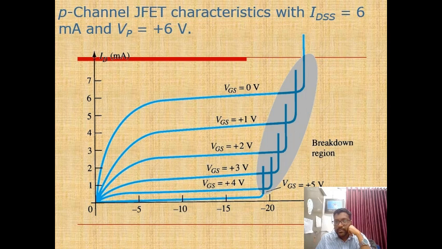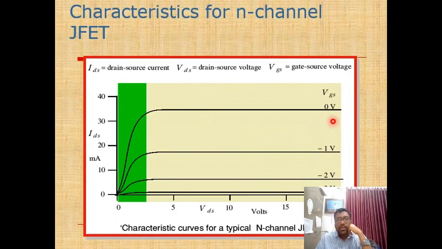Moving on. So this is again the characteristics for the n-channel JFET, where we can see that if VGS is 0, the IDSS value is higher, and if the negative gate voltage increases, the IDSS value gradually decreases from a higher value to a lower value.